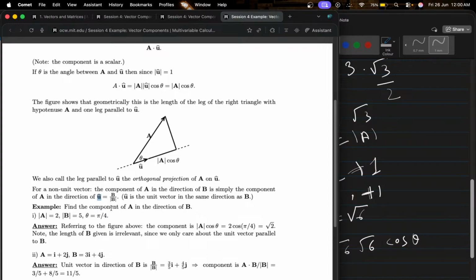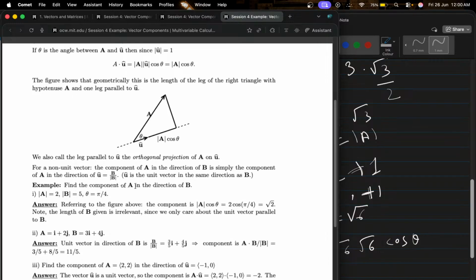So U cap equals B by magnitude of B, which is the unit vector in the same direction as B. You can find the component of A in the direction of B. So A equals 2, B equals 5, and theta equals pi by 4.